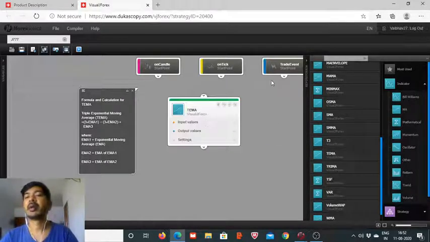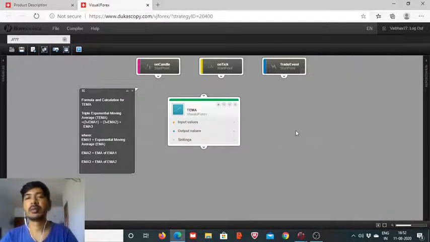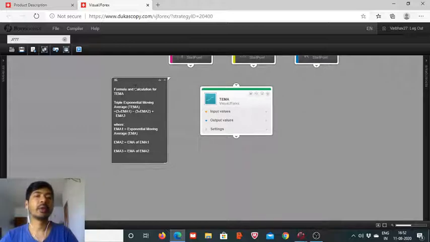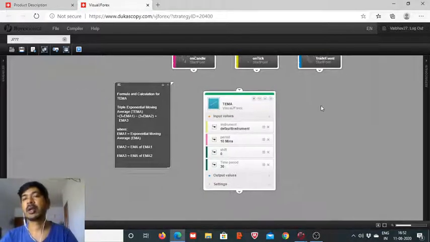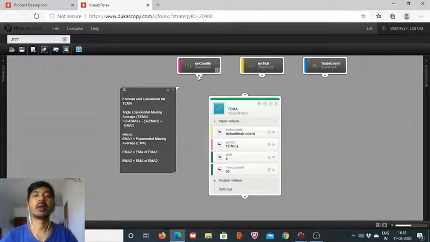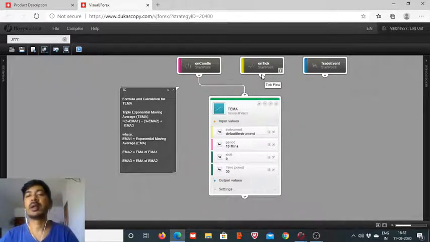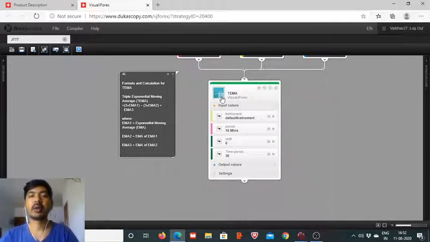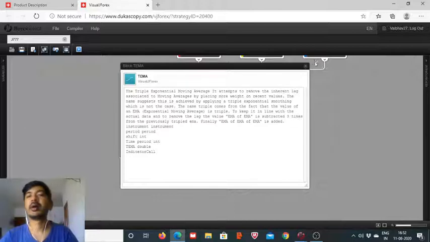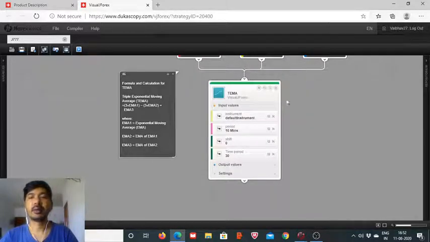Here comes our TEMA block. This is the Visual JForex platform developed by the Dukascopy Bank SA, on which we can develop our automated trading strategies, trading algorithms. The start point is a must, it is mandatory, and any of these three can be used or all of the three can be used. Here you have the brief description for the underlying indicator.